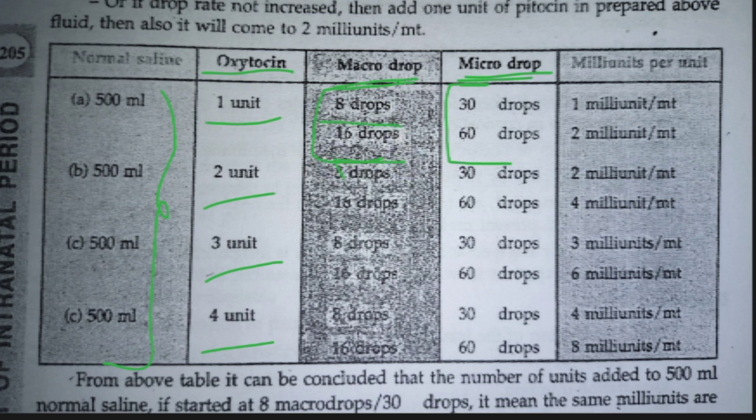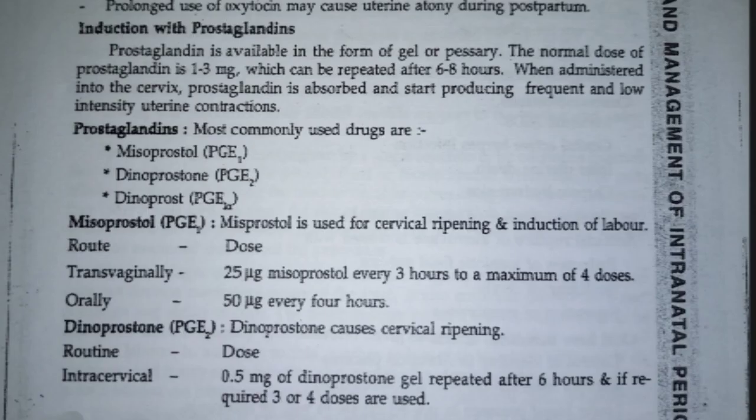See, from one drop to the other drop, we do have time, a few seconds we do have. That is macro. But if you see here, 30 drops, 60 drops. In 1 minute, 30 drops. How fast it will be falling? We don't have that time we get in macro. So we have very little time, very few seconds here from one drop to the other drop. That is micro drops. So this is how oxytocin is calculated.